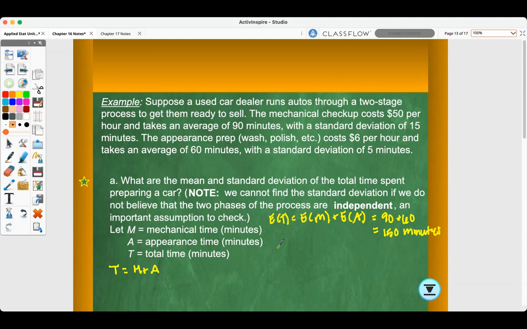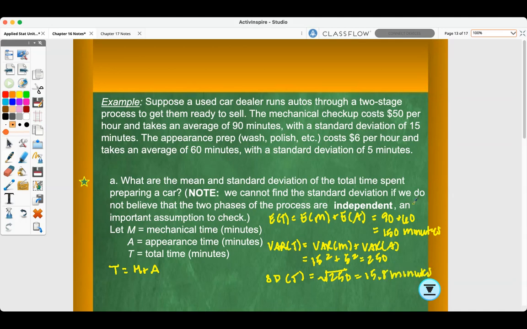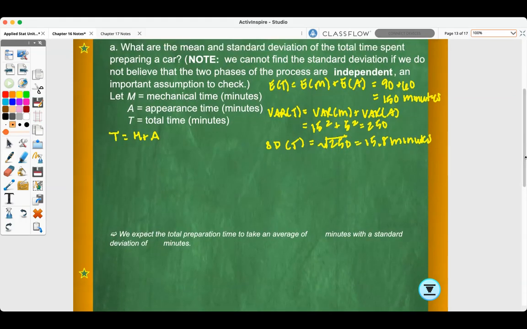And in order to find the standard deviation, we first need to find the variance of T. The variance of T would be the variance of M plus the variance of A. The variance of M would be 15 squared plus the variance of A, which would be 5 squared, which equals 250. So my standard deviation of T would be the square root of 250, because to get the standard deviation you take the square root of the variance, and that would be 15.8 minutes. So we expect the total preparation time to take an average of 150 minutes with a standard deviation of 15.8 minutes.